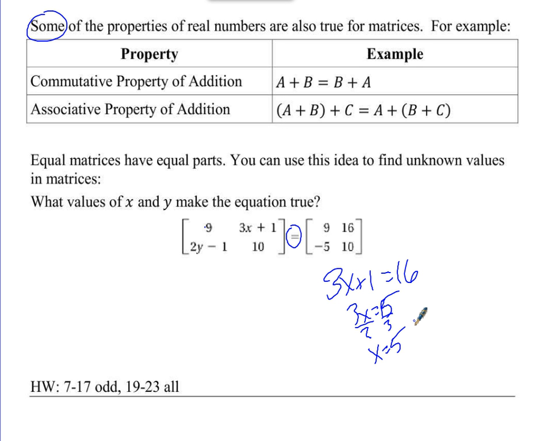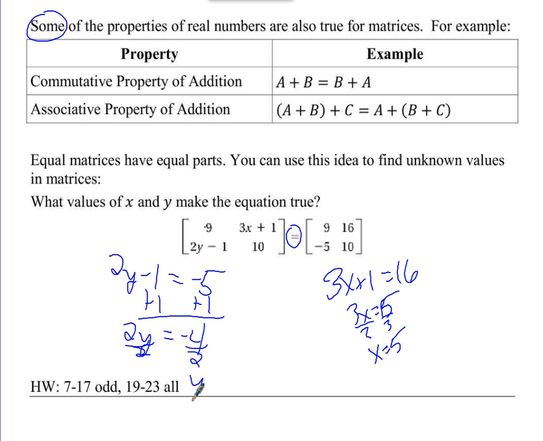We can do the same thing with that other element that we haven't talked about yet, 2y minus 1 there, and negative 5 there. How would I solve for y? Okay. And we're right back in Algebra 1. Y equals negative 2. So you're using this idea that equal matrices have equal parts. This thing right here is exactly the same as this right here, and that's why I can write that equation down. That's everything I have for you for this section. So section 1, lots of vocabulary, lots of introductory stuff, and matrix addition and subtraction.